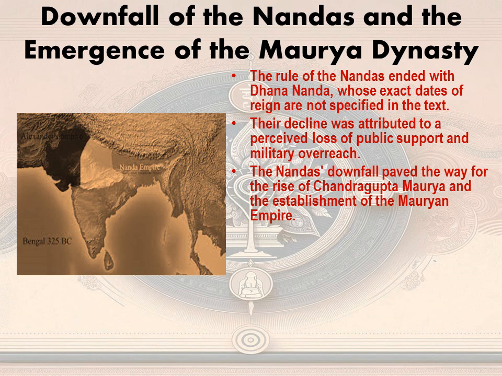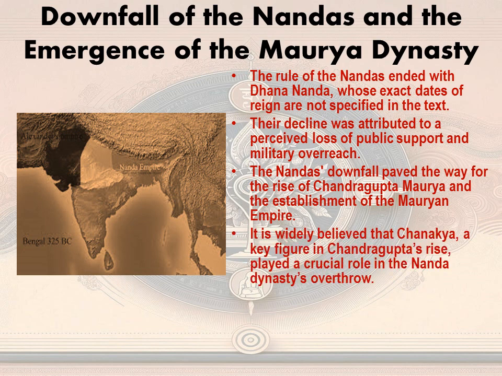Nanda's downfall paved the way for the rise of Chandragupta Maurya and establishment of the Mauryan Empire. About the Mauryan Empire we will discuss in detail, and we will dedicate a specific video series to different aspects of it. It is widely believed that Chanakya, a key figure in Chandragupta's rise, played a crucial role in Nanda's dynasty's overthrow. So the Nandas were overthrown not only because of the military power of Chandragupta Maurya, but also the diplomacy and political moves of Chanakya or Kautilya, who was the brain behind the rise of the Mauryans.